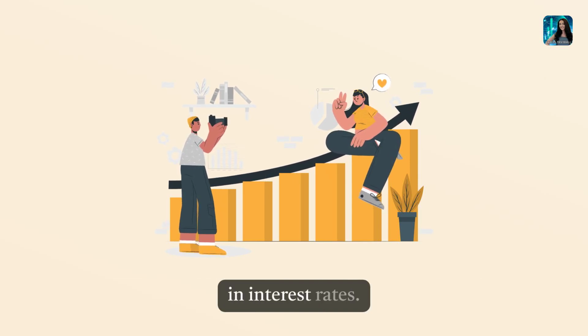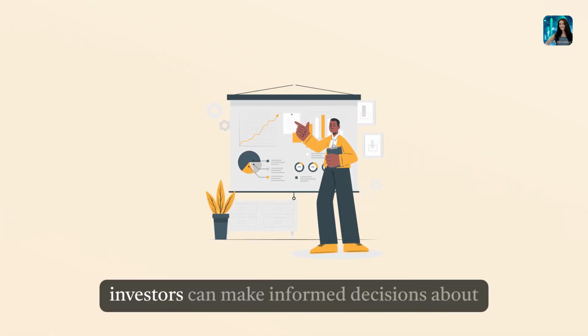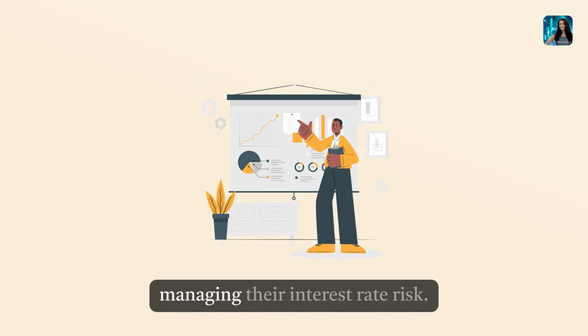Monitor economic indicators. Monitoring economic indicators, such as inflation rates, GDP growth, and central bank policies, can help investors anticipate changes in interest rates. By staying informed about economic developments, investors can make informed decisions about managing their interest rate risk.